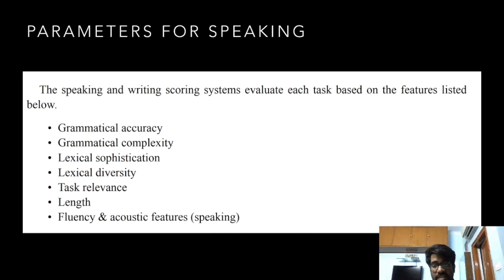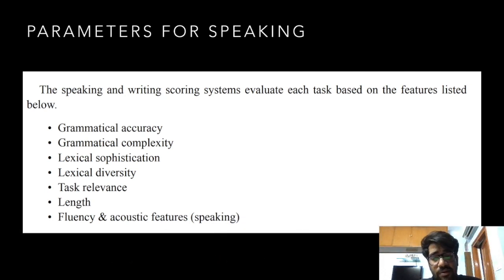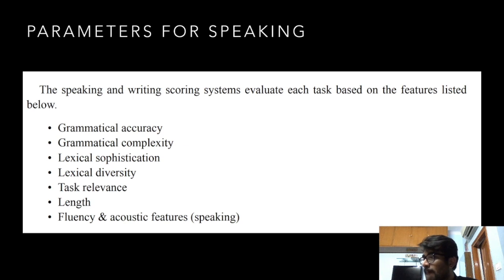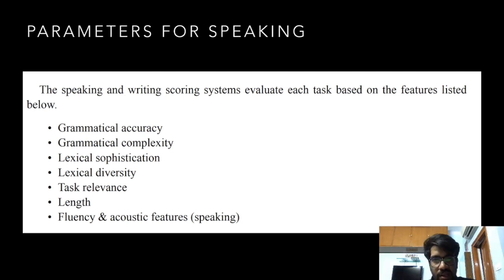Fluency and acoustic features. This basically means that you have to pronounce the words correctly, and you should not have a lot of gaps and pauses. You should not be speaking like this. You have to speak like this, easy, natural. When you're trying to complicate things for yourself, then you're struggling after speaking two words. Oh, what do I say next?